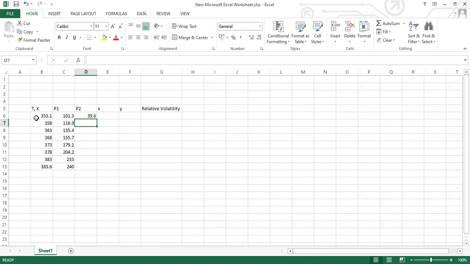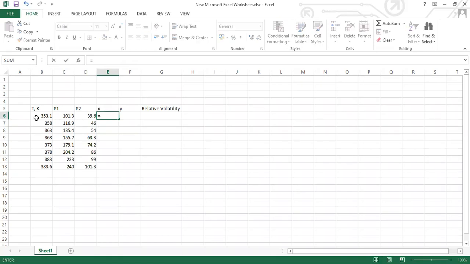For P2 saturation we have 39.6, 46, 54, then 63.3, 74.2, 86, 99, 101.3. Okay, so now how can we calculate X?